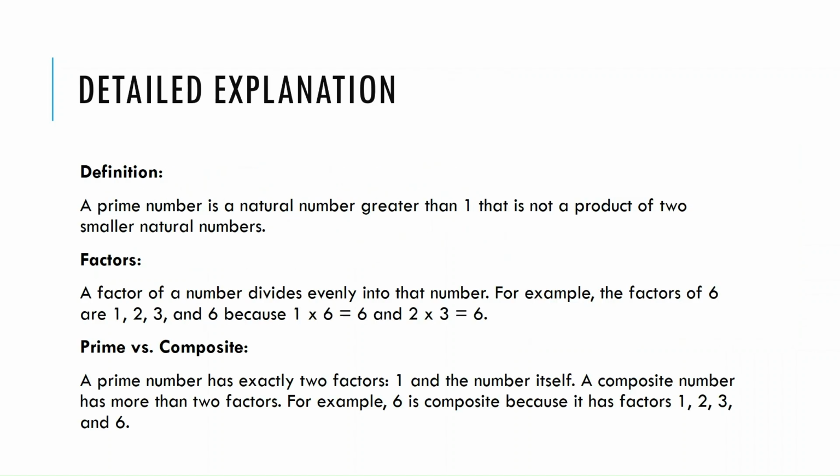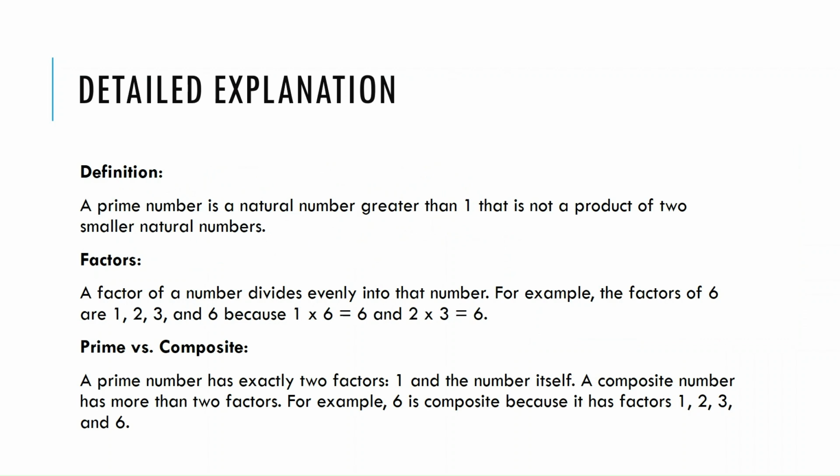Now let us go to the definition again. A prime number is a natural number and it should be greater than 1 and it should not be a product of two small natural numbers. For example, 2 into 3 is equal to 6. So two natural numbers are multiplied here and it becomes one more number, which is 6. Whereas if you think of 5, 5 cannot be generated with the multiplication of any two numbers except 1 and 5.